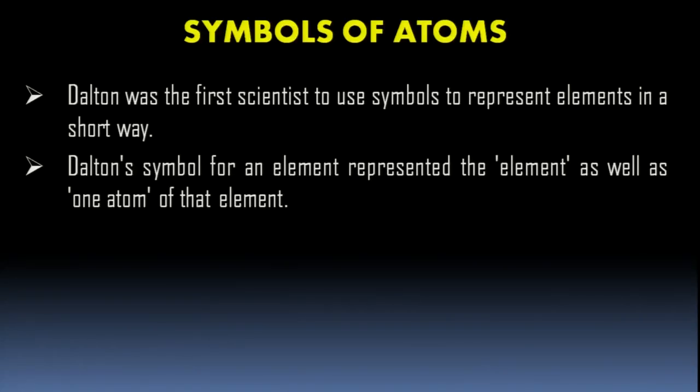And one more importance is that from those symbols we can know what is the proportion of the elements in a compound and how many atoms are used up to make that compound. So, symbols of atoms. Dalton was the first scientist. Dalton has lots of contribution in chemistry, children. Dalton was the first scientist to use symbols to represent elements in a short way. Dalton's symbol for an element represented the element as well as one atom of that element. Let's see.